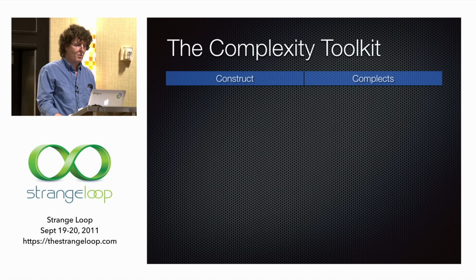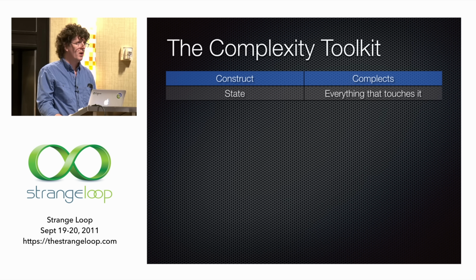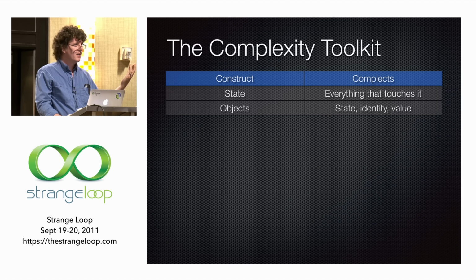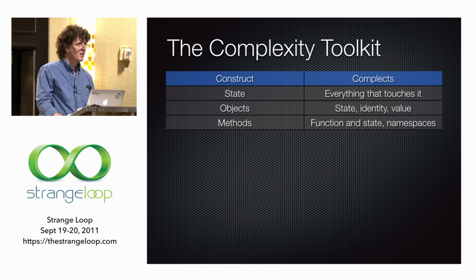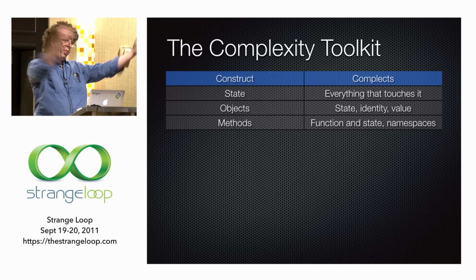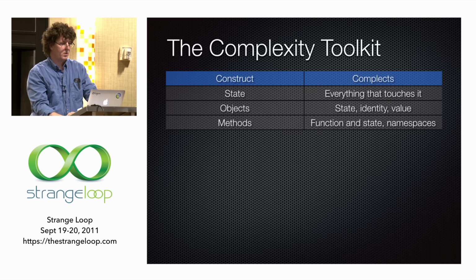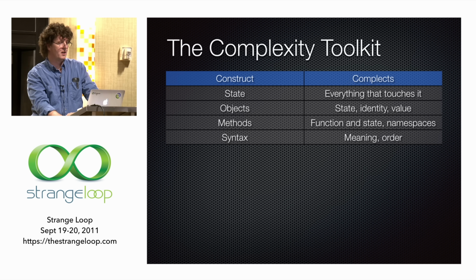All right, let's see why things are complex. State, we already talked about. It complects everything it touches. Objects complect state, identity, and value. They mix these three things up in a way that you cannot extricate the parts. Methods complect function and state, ordinarily. In addition, in some languages, they complect namespaces. Right? Derived from two things in Java that have the same method name, and it doesn't work. Syntax, interestingly, complects meaning and order, often in a very unidirectional way.